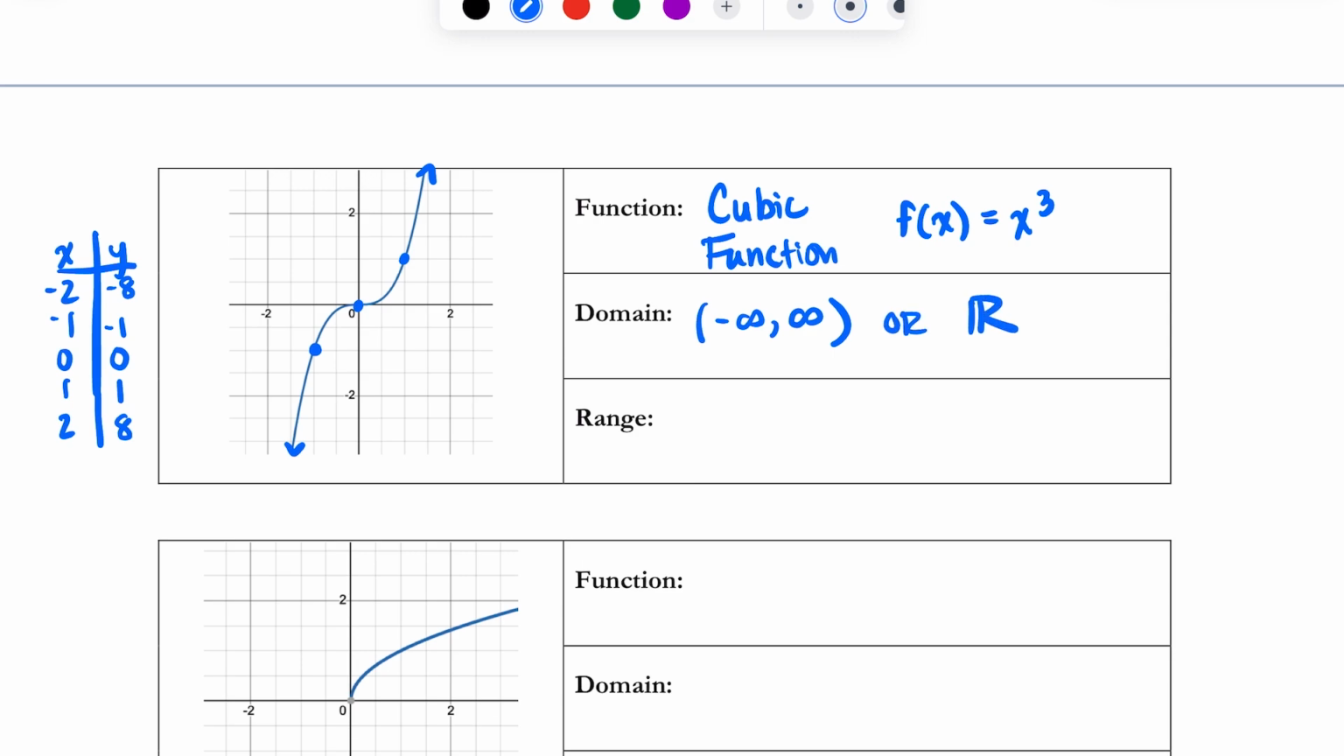And if I look at my range, how far down can I go? Well, that bottom arrow is going all the way down to -infinity, but then that right arrow is going all the way up to +infinity, so that's going to give me all real numbers. We really like the cubic function because it'll give all real numbers for both the domain and range.